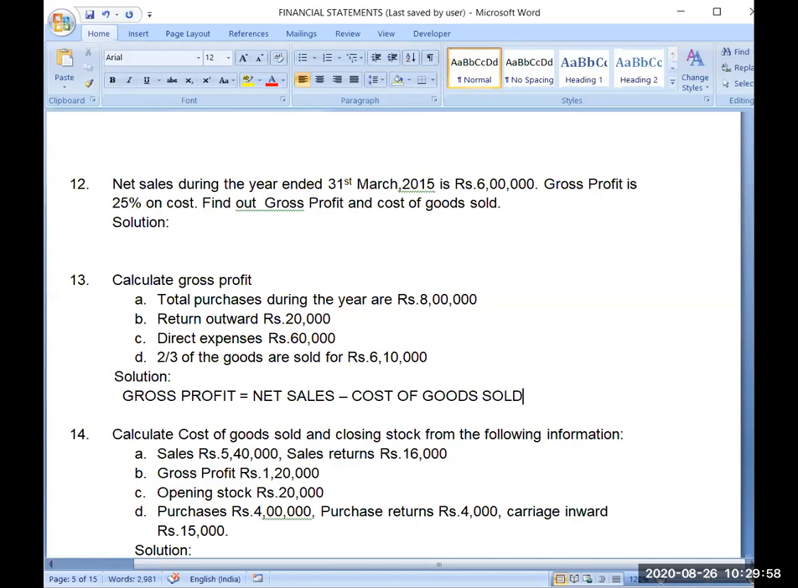Yes, very good. See, if you are not able to identify, see the first point. Is it the amount of sales? No. Second point, is it the amount of sales? No. Third point, is it the amount of sales? No. The elimination method will also help you in solving certain questions, but we should know where to apply it. Now, the fourth point is 2 by 3 of the goods are sold for rupees 6,10,000. Is it the amount of sales, or cost of goods sold? Try to reach its meaning. You will reach the answer.